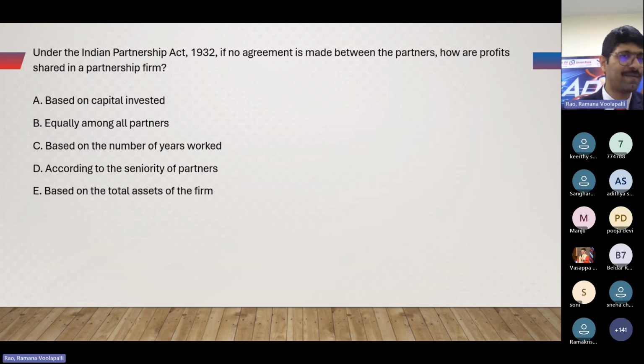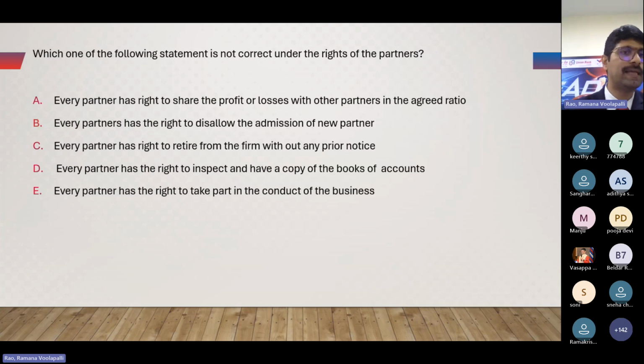Someone has told B. Okay, Subham Agarwal has gone with B. Few more answers I'm looking for. Can you participate? Yeah. Let me give the answer. The answer is equal among all the partners. If there is no partnership agreement or deed available, then it is to be distributed equally among all the partners. Okay, let me go with another question.